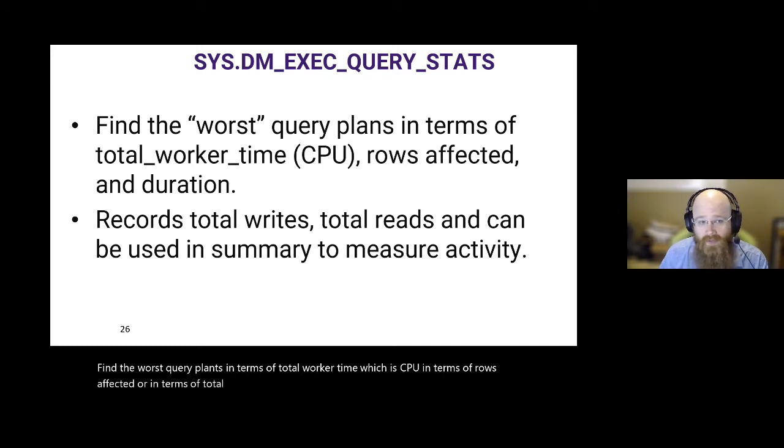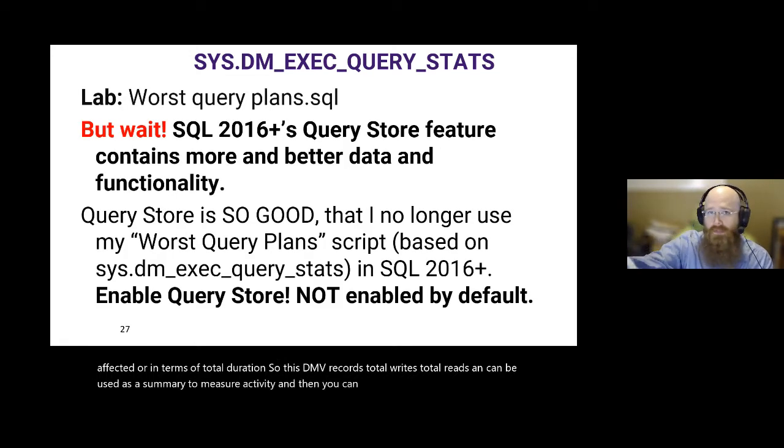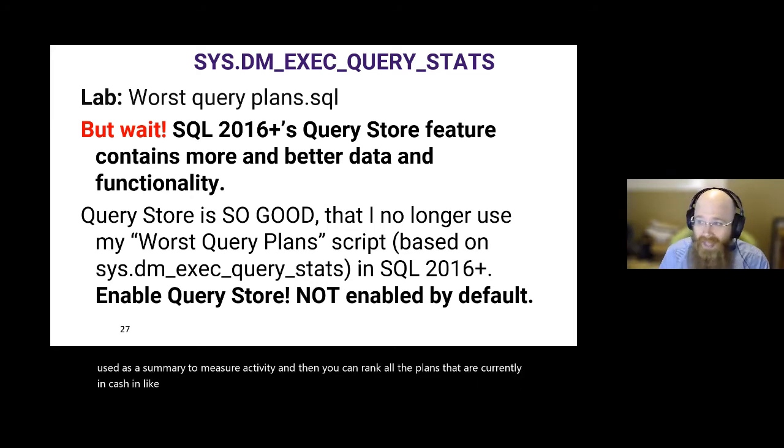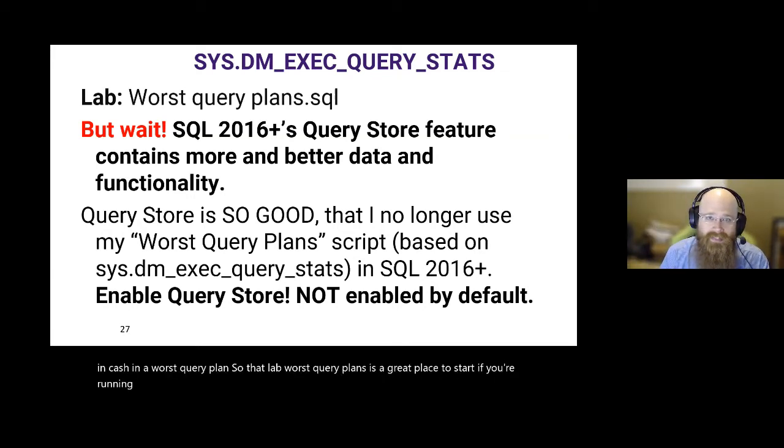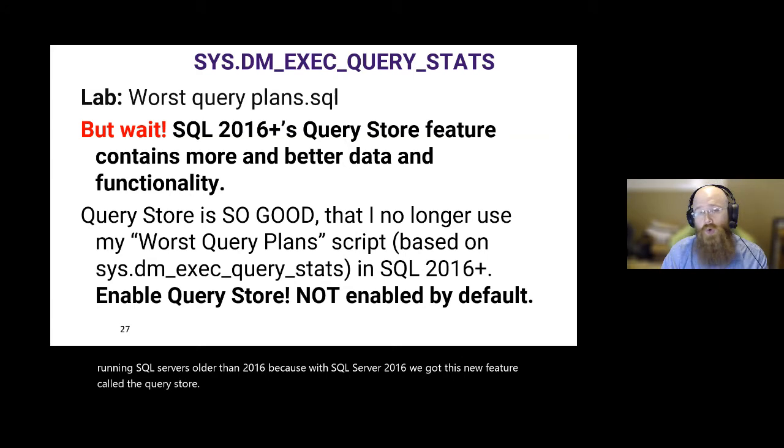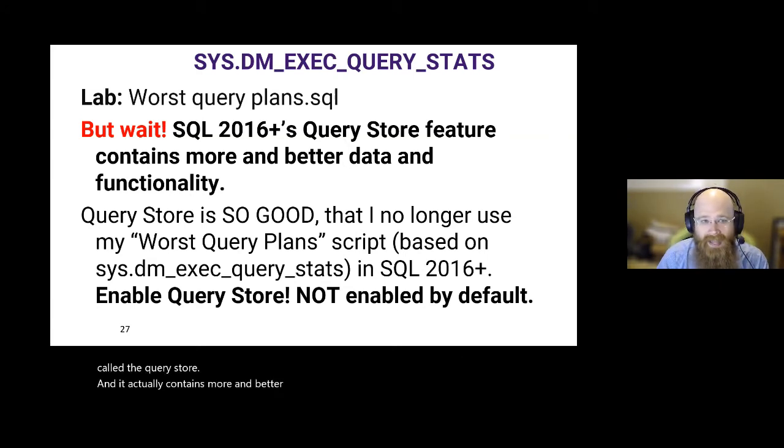So this DMV records total writes, total reads, and can be used as a summary to measure activity. And then you can rank all the plans that are currently in cache in a worst query plan list. So that lab, worst query plans, is a great place to start if you're running SQL Servers older than 2016, because with SQL Server 2016, we got this new feature called the query store, and it actually contains more and better data and functionality than just the DMV itself, including a whole graphical interface built into Management Studio.